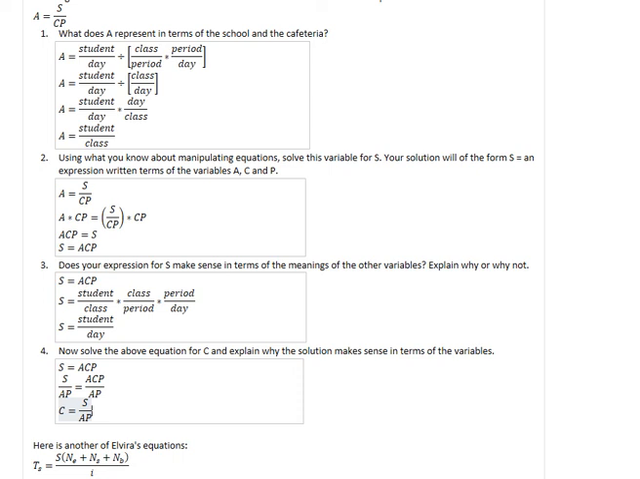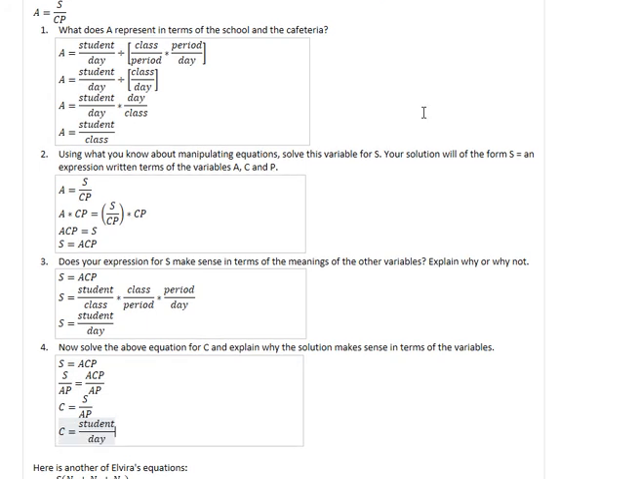And the question is, does this make sense in terms of the variables given? To show that, we are going to do the same thing as we did above, where we plug everything in. We have students per day, divided by student per class times period per day.